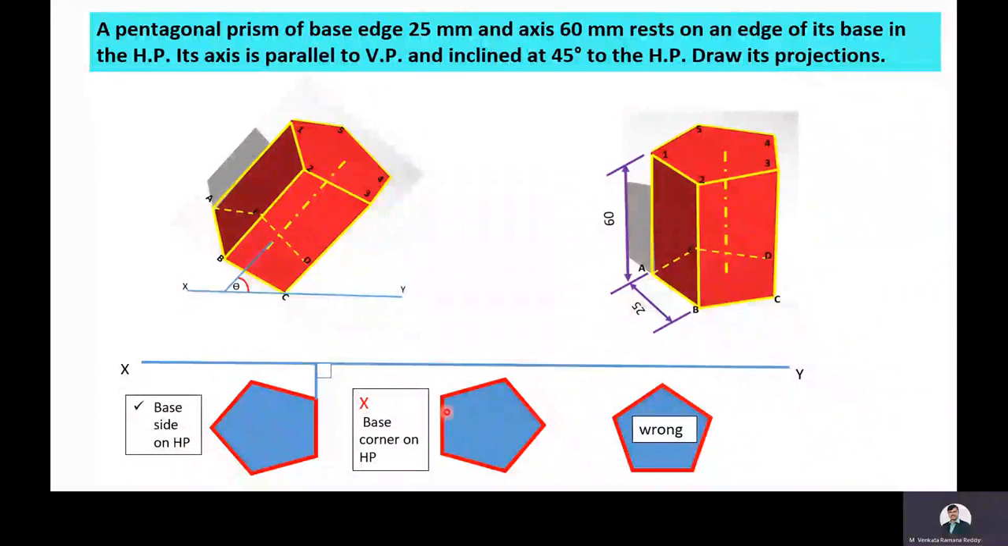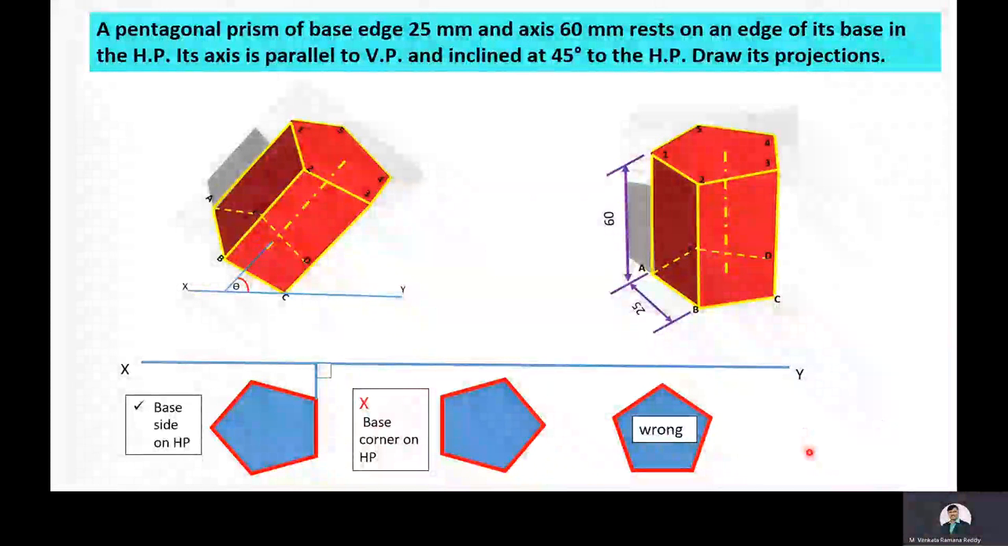Suppose the prism is standing on its corner while its axis is making inclination to the HP, then this is the correct top view. But in the problem, it is mentioned that the prism is resting on its base side. So this is the correct one, whereas this one is incorrect. In the case of solids with axis inclined to HP and parallel to VP, we should not draw the top view like this. So this is wrong. Among these, for the related problem, this is the correct one, whereas these two are incorrect.